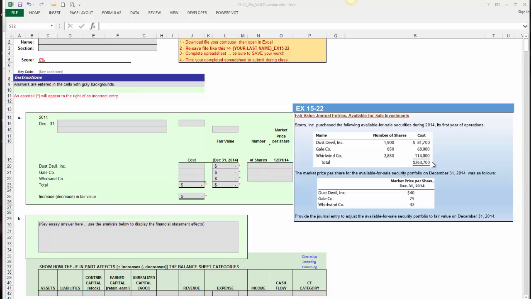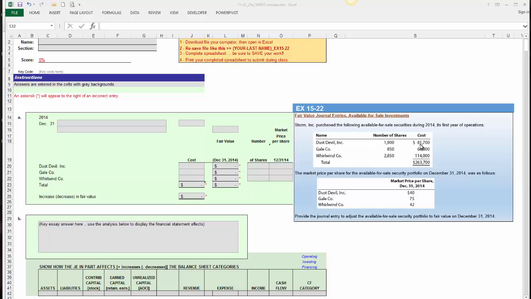As a result, at the end of the period, in this case December 31, 2014, these shares all will be marked to market. So our job in this particular spreadsheet is to compare, in the first column, the total cost, which would be $263,700, to the market value, which we have to compute from the information that we have in the two tables at the right, and then the difference will be the change that we will show in an account called fair value adjustment. First, let's get the cost.